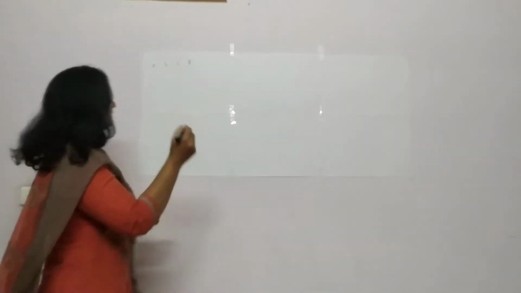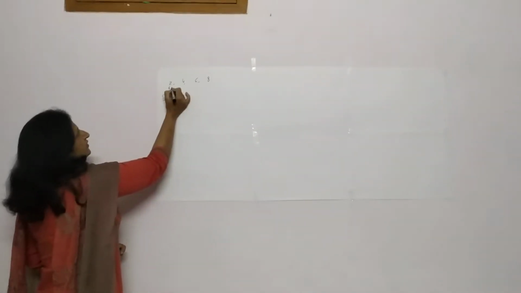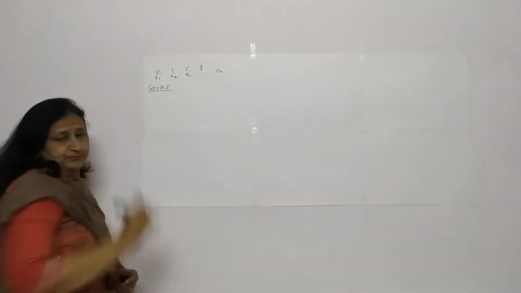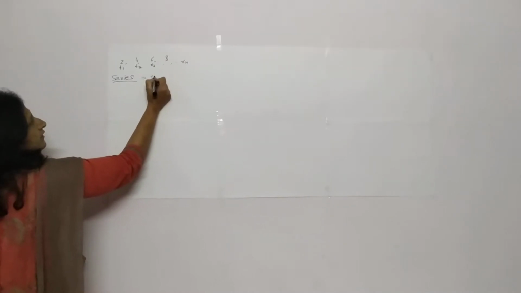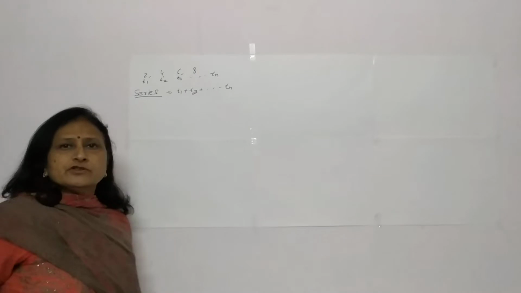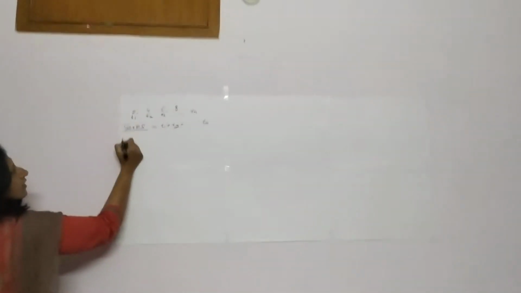Now next I shall be taking up the term series. Now what is a series? If we denote the terms like this is T1, this is T2, this is T3, likewise up to Tn of the sequence, and if we add all these terms, say T1 plus T2 up to the nth term, this will form the series. Next I shall be taking up the definition of progressions.